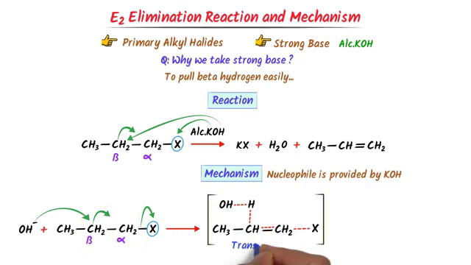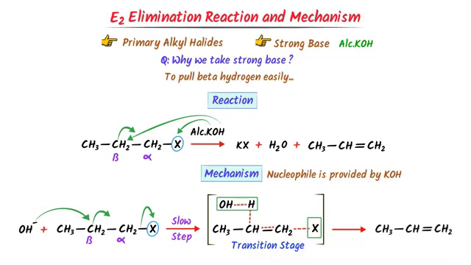This stage is known as transition stage or intermediate stage. It is a slow step. Finally, this OH and hydrogen react to form water. This X leaves the compound and we get alkene like propene. Hence this is the complete mechanism of E2 reaction. Remember that E2 elimination reactions are one-step reactions. Hence note down these important points.